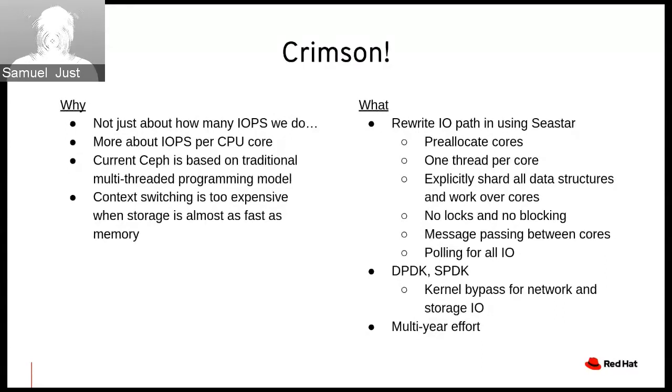Context switching is one of the larger drivers of overhead in classic OSD. And Crimson tries to avoid this by allocating a single thread per core and partitioning all data structures and work among those cores so that accesses tend to be core local, so that locks and cross-core communication can be minimized.